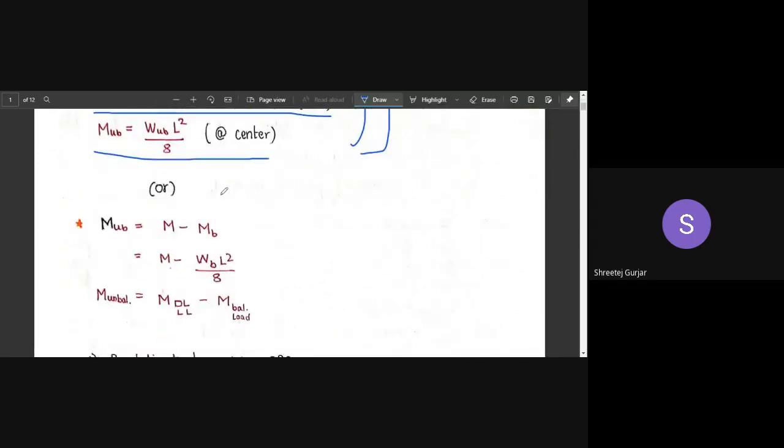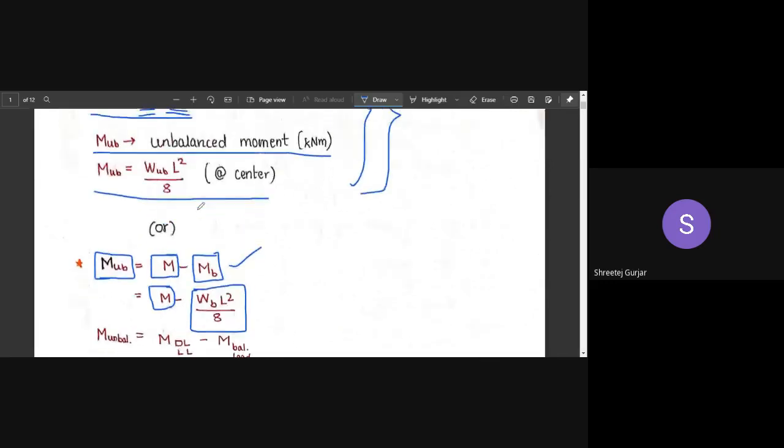Or what we can do is, we know MUB. What is MUB? It is the unbalanced moment. It is the moment generated by your superimposed load minus the moment generated by your balancing load. So you can use this formula.